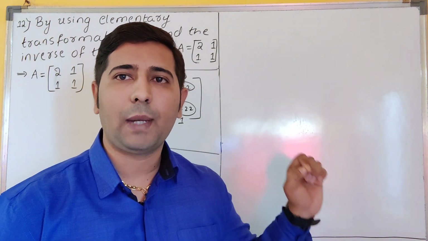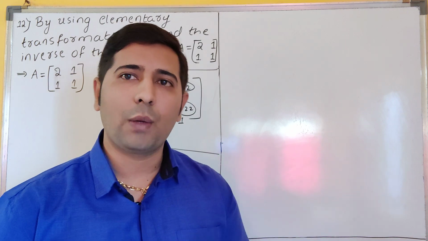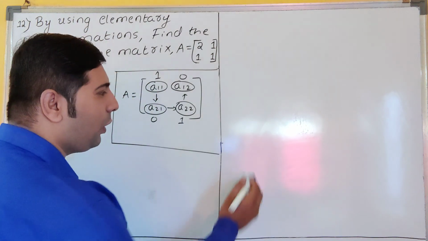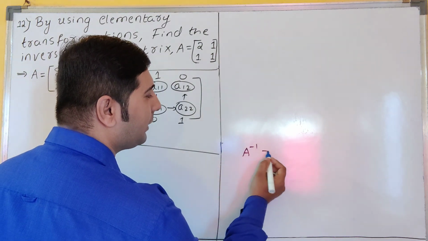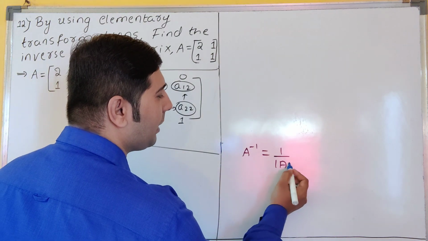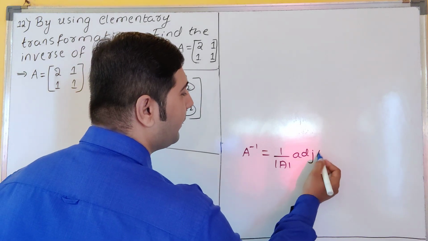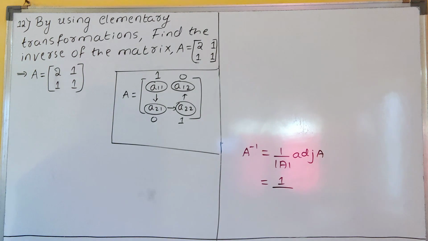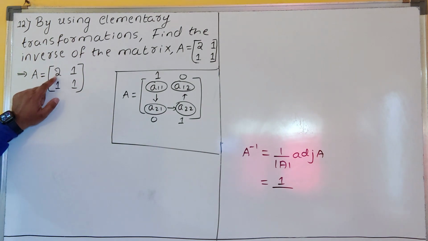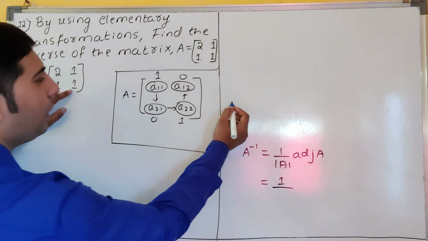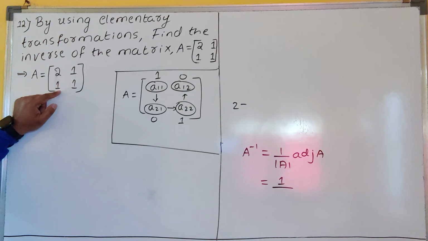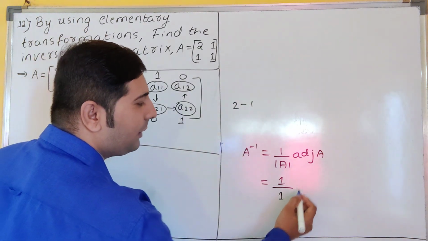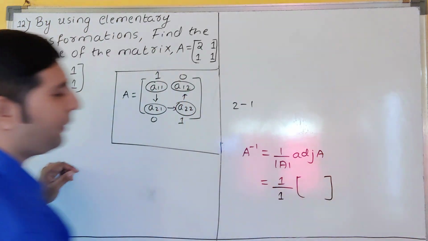So before solving by using elementary transformation, one more shortcut I had told you. How to find A inverse in determinant, you know already. So A inverse is equal to 1 by determinant A into adjoint of A. If you don't know how to find determinant A, I will say for order 2 into 2, you have to find like this: 2 into 1, minus 1 into 1. 2 minus 1 is how much? 1.